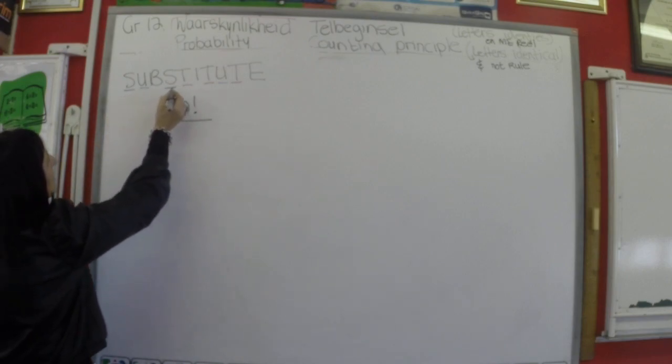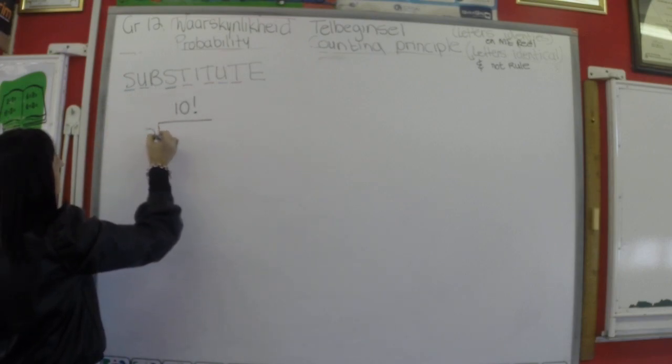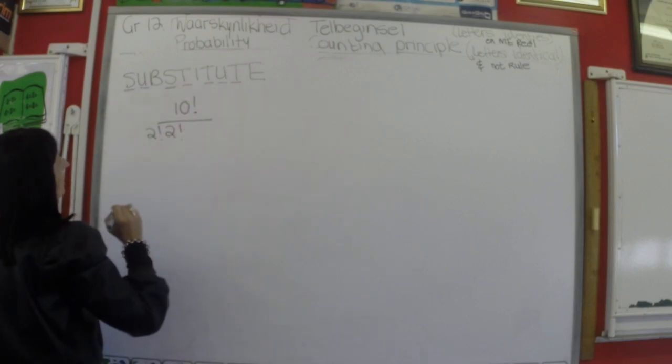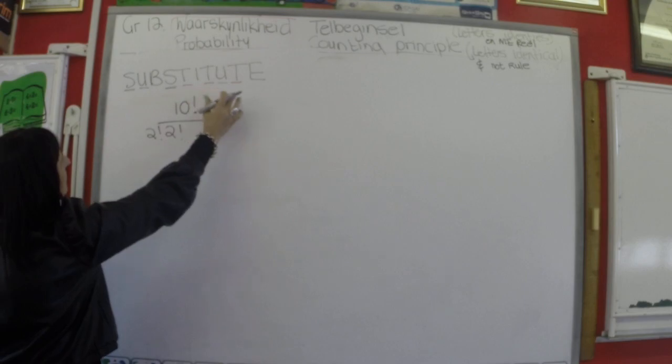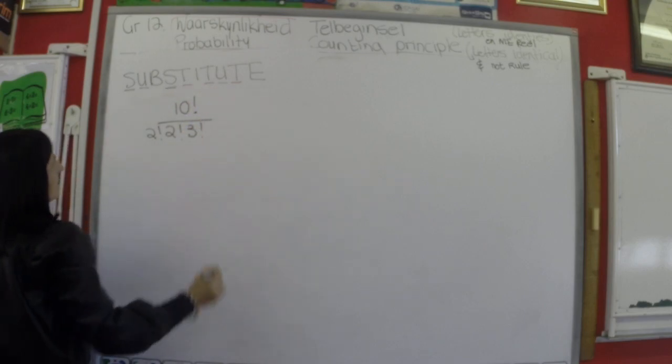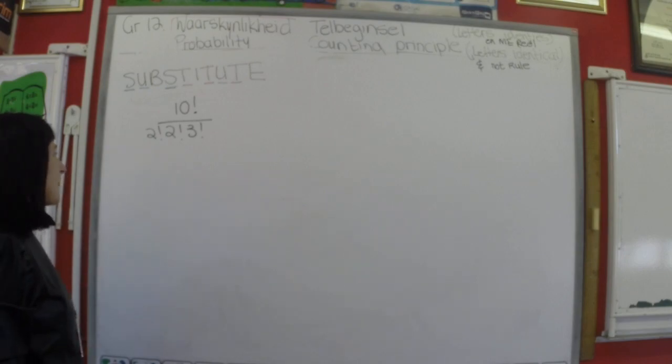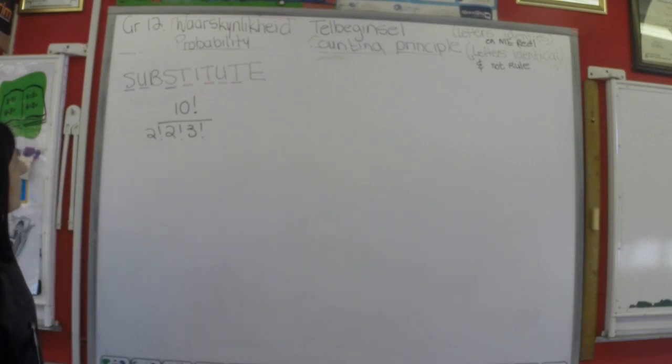Hier is ons 2 S'e, 2 fakulteit, 2 I's met nog 'n herhaling fakulteit. And then there's 3 T's, so if we divide with that, that's the total arrangements that can be made with a word that's got the repeating of identical letters.